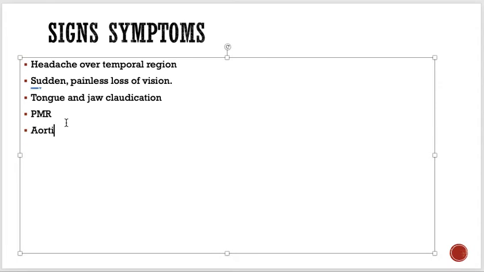Sometimes they also present with aortic arch syndrome. What is aortic arch syndrome? Simply, the aorta gives rise to the subclavian artery and the brachial branches as well. Whenever these branches are involved, they present as pulseless disease, same as what I told you about Takayasu arteritis. They can also have aortic aneurysm.